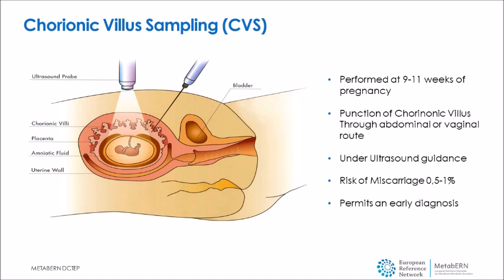9 and 11 weeks of pregnancy. And the methodology to make this kind of prenatal diagnosis is to make a puncture of chorionic villi through abdominal or vaginal route under ultrasound guidance. Of course, the risk of miscarriage of this procedure ranges from 0.5 to 1%, but this technique permits an early diagnosis and early decision concerning the prognosis of the pregnancy.